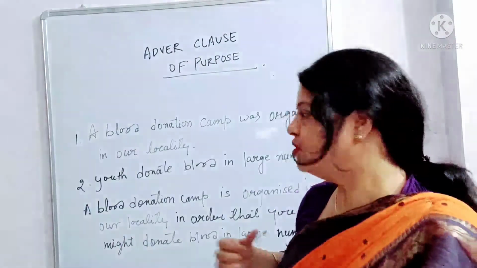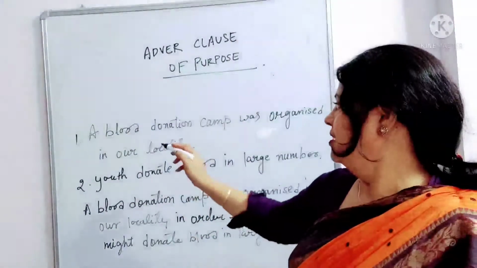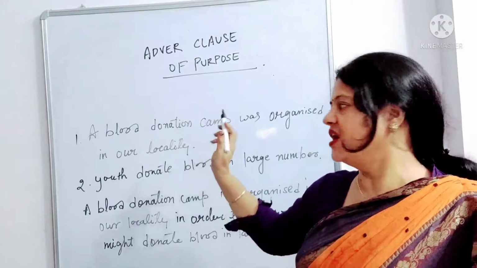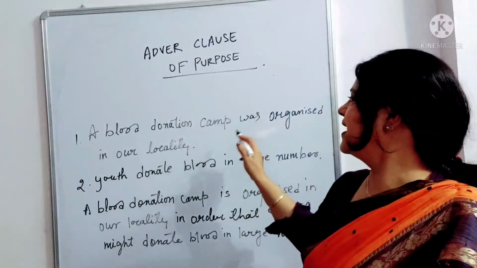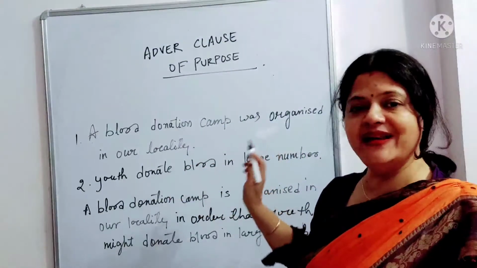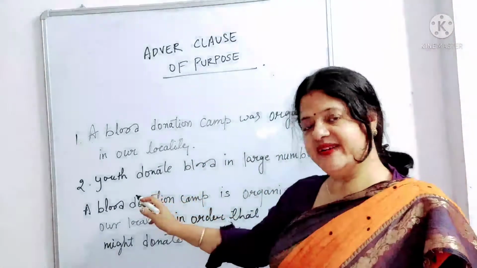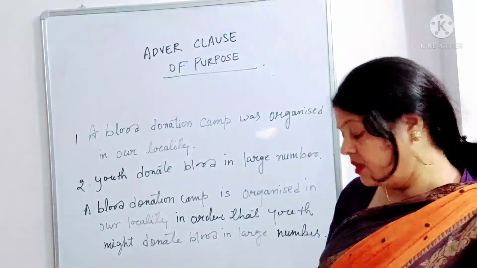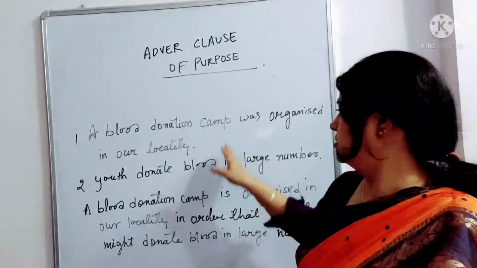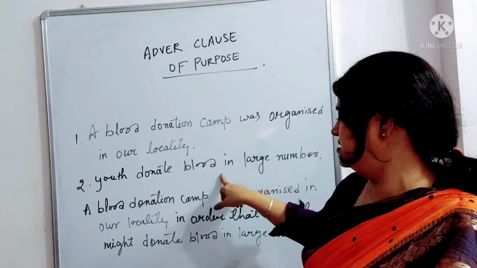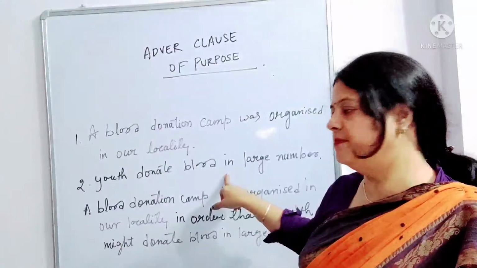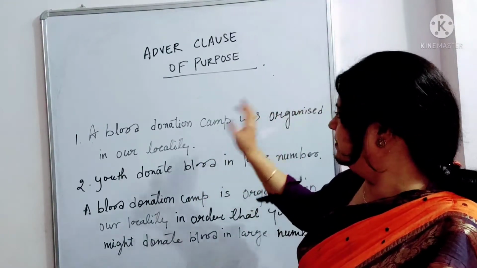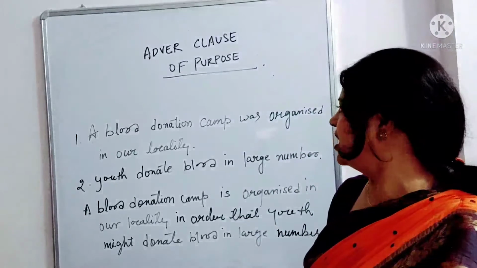Now, here we have two sentences. A blood donation camp was organized in our locality. I repeat, a blood donation camp was organized in our locality. First sentence. Second sentence, youth donate blood in large number. So what is the purpose out of these two sentences? The second sentence is showing purpose, that youth donate blood in large number.